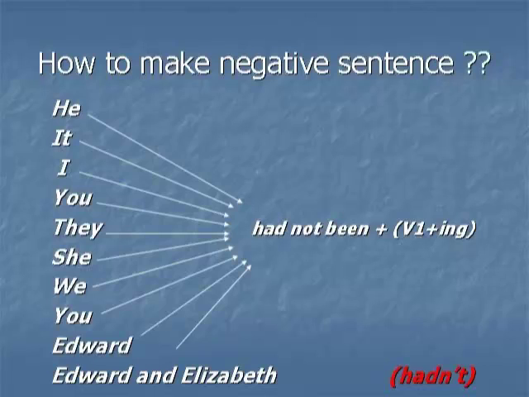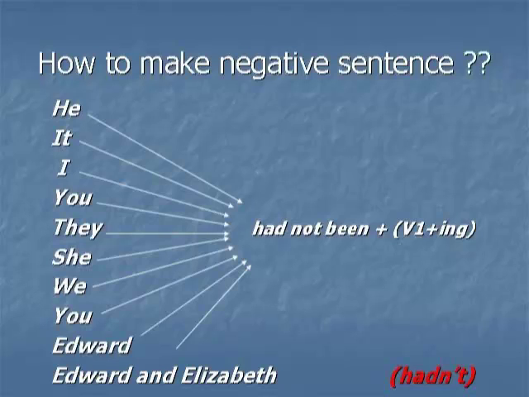How to make negative sentence? All what you need to do is put not in between had and been to make negative sentence. Then the sentence will become he had not been going. It had not been going. I had not been writing. You had not been sleeping. They had not been sleeping.